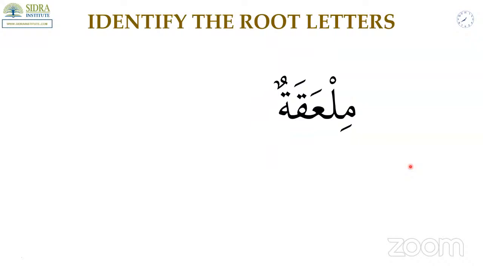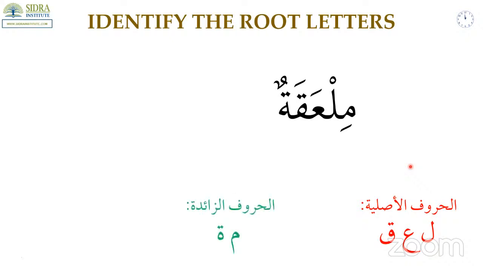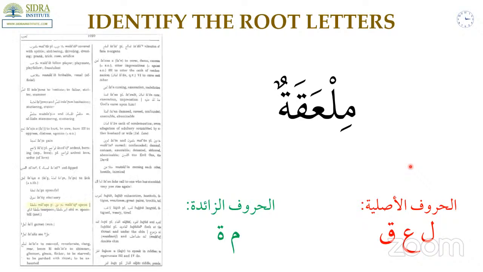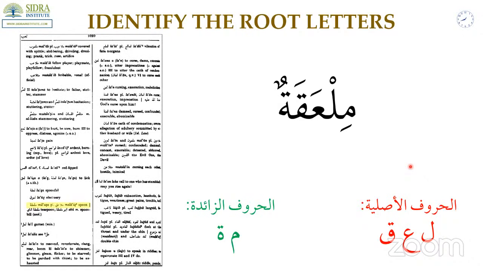If you put this under mif'alatun, the extra ta we can definitely rule out. That's for definite because the ta is marbutatun, and ta marbutatun is never an extra letter. So the root letters are lam, ain, and qaf. Okay, because we put it under the pattern of mif'alatun, and the extra letters are mim and ta. And this is how you would see it in the Hans Wehr dictionary.